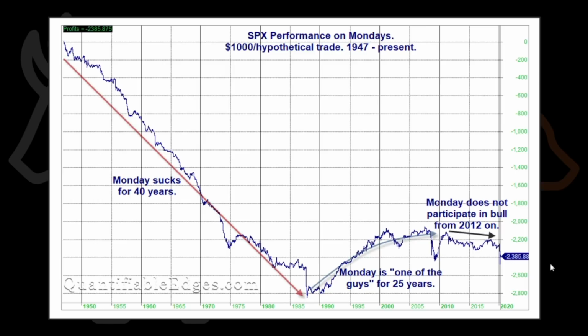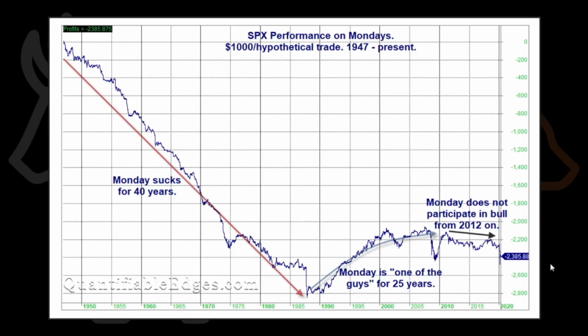Wow. And you can see from 1947 to 1987, Mondays sucked. It's actually shocking. For those that are listening, the chart is consistently straight down from top left to bottom right, just a straight line down. It's unbelievable. I don't know why anybody's system at that time was anything other than, all right, let's buy Monday and flip to short Friday. Well, who knows? Maybe it was.